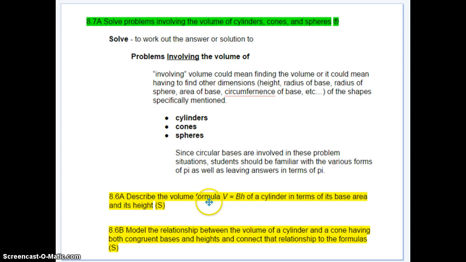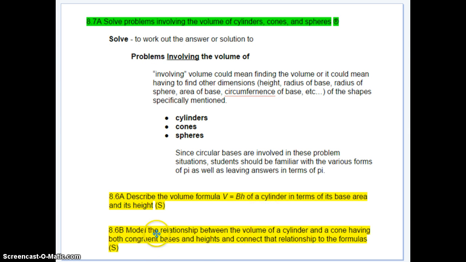8.6A is to describe the volume formula, V equals the area of the base times the height of a cylinder in terms of its base area and its height. So notice they're focusing only on the cylinder there and just trying to make sure that the students have a depth of knowledge of understanding where that dimensional measurement comes from, the area of the base.